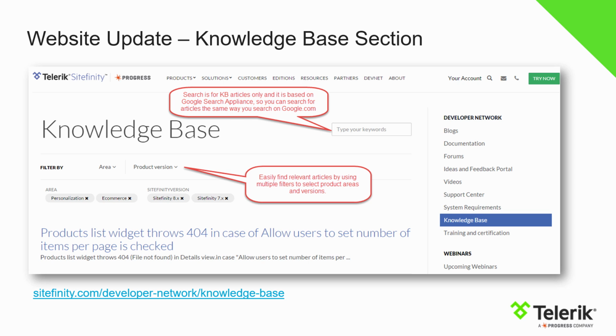One last thing that I want to share with you is that we have an improved knowledge base section on the website, which makes it easier for you to find the articles that you're looking for by filtering according to a given product area or a specific product version. You can also use a dedicated search box that is integrated with Google Search Appliance so that you can search the same way you search on google.com. The team will be investing resources in the coming future to further improve our knowledge base and produce additional articles so that you can easily find critical information when you need it.